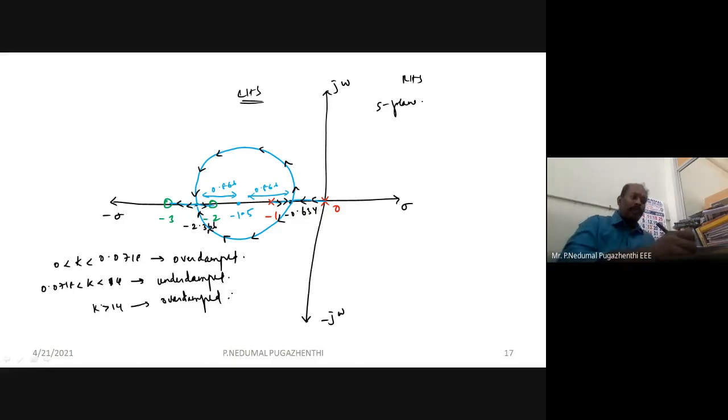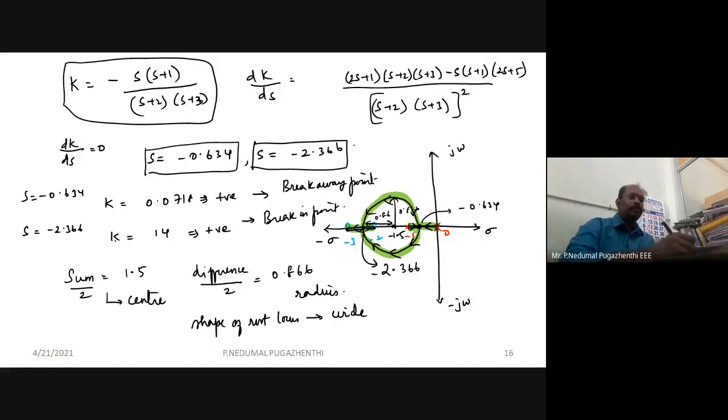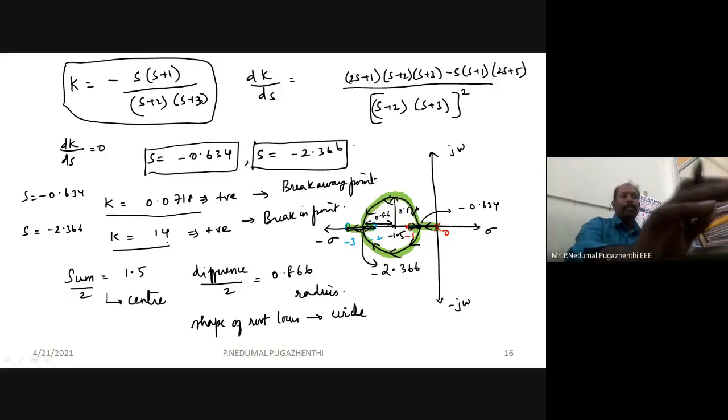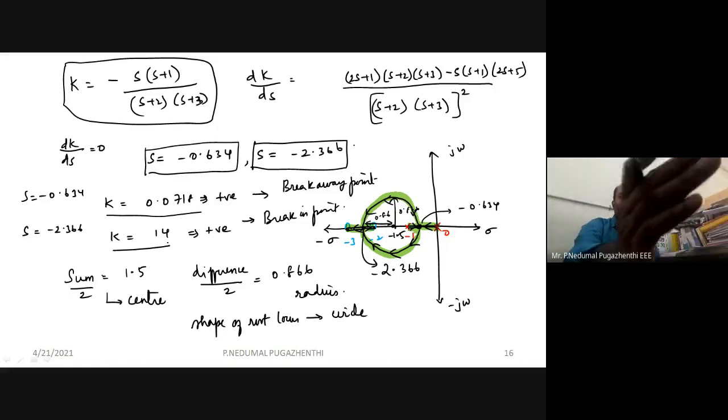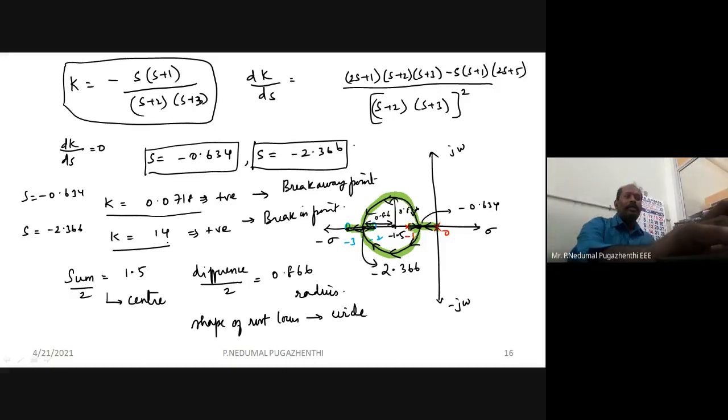So we have found that k value also. That is what we have derived at this stage, the breakaway point. Based on that only we are commenting. If it lies between 0 and 0.0718, where it reaches its breakaway point, it behaves as an overdamped system. And if it lies between these two points, it behaves as an underdamped system, and it goes again, the zeta value will be more than 1. So again, it's an overdamped system.